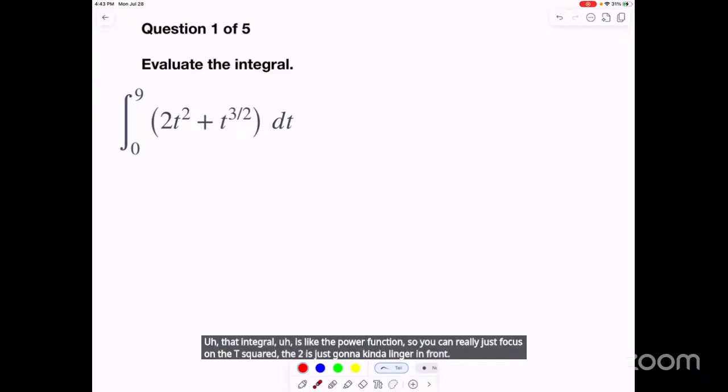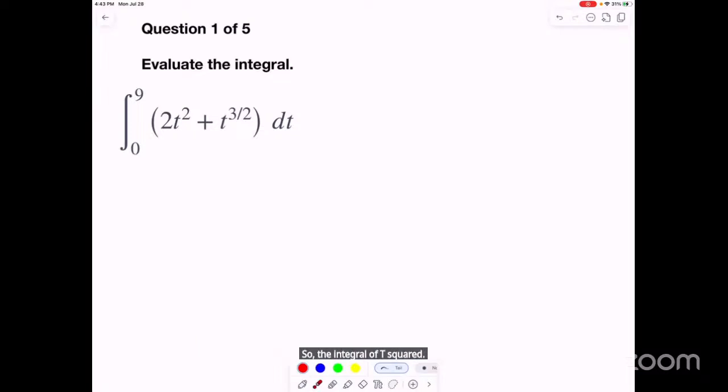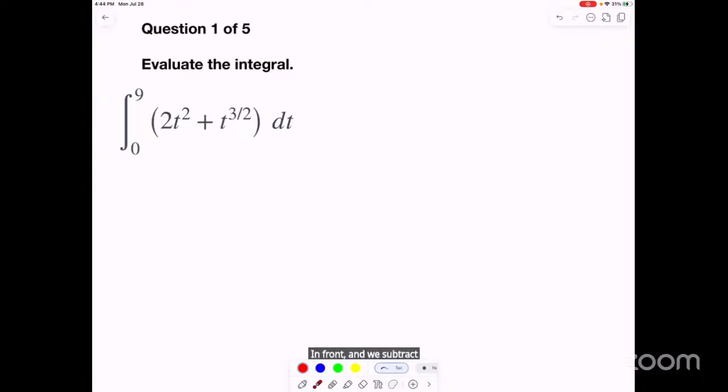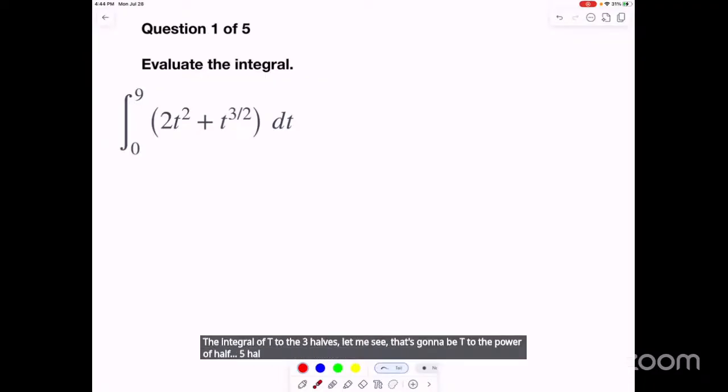So the integral of t squared: when we take the derivative, the power comes down in front, and we subtract 1 from the power. Now we do the reverse. We add 1 to the power and we divide by that new power, right? So the integral of t squared is going to be t cubed over 3. The integral of t to the 3 halves is going to be t to the power of 5 halves over 5 halves, right?